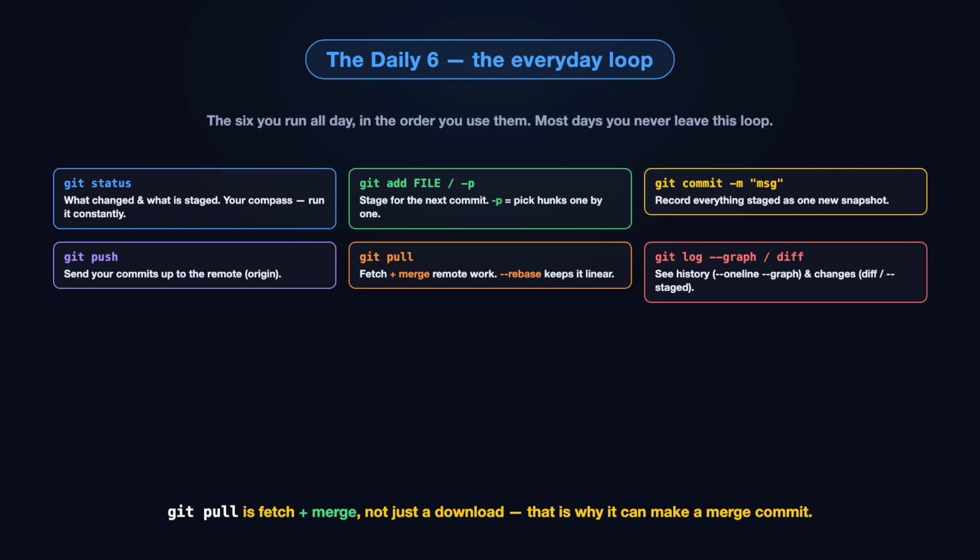Git diff shows your unstaged changes, and git diff --staged shows what you have staged but not yet committed. Status, add, commit, push, pull, log and diff, that is the whole daily loop, and most days you never leave it.